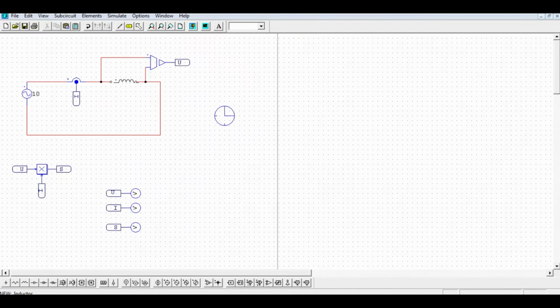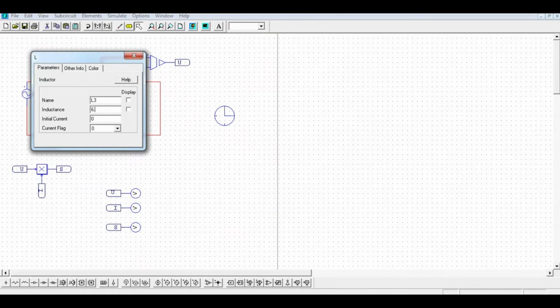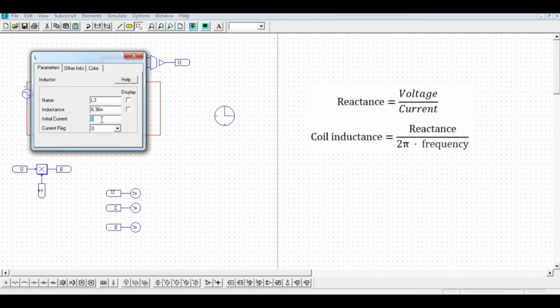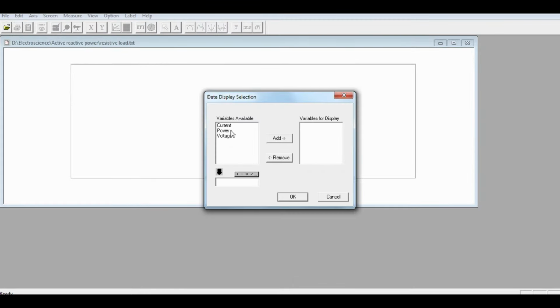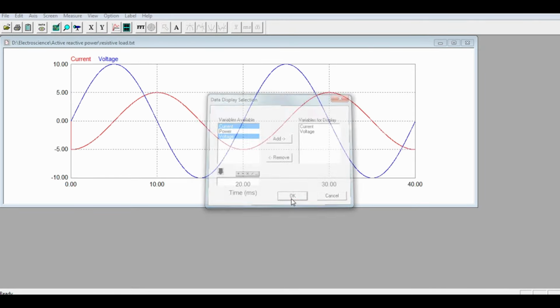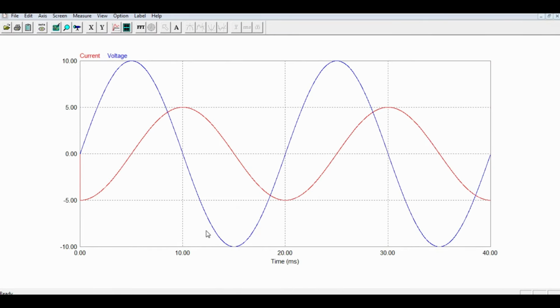Now let's delete this resistor and replace it with an inductor. Again, I choose the value that gives a current amplitude equal to half of the amplitude of the voltage. In this simulation, we can clearly see the current lagging behind the voltage with a 90-degree phase shift, which is 5 milliseconds at a 50 Hz frequency.